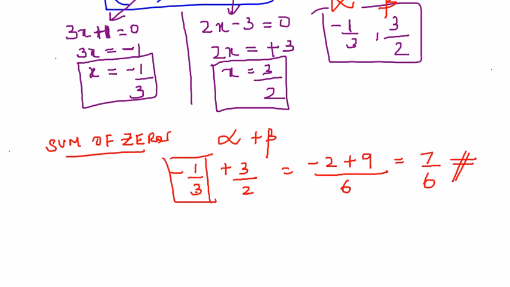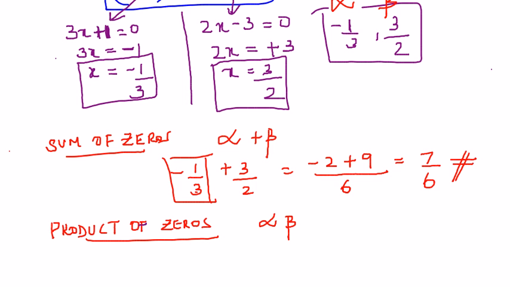So if you're already familiar with fraction addition, you might find this very trivial, but I'm explaining it for some students who might not be familiar with fractional addition or subtraction. Okay. Now product of zeros is the next thing that we have to find out. That is alpha into beta, right? Alpha here is minus 1 by 3 into 3 by 2. இது into இருக்கிறதுனால 3யும் 3யும் cancel பண்ணிடலாம். So the answer you get is minus 1 by 2.